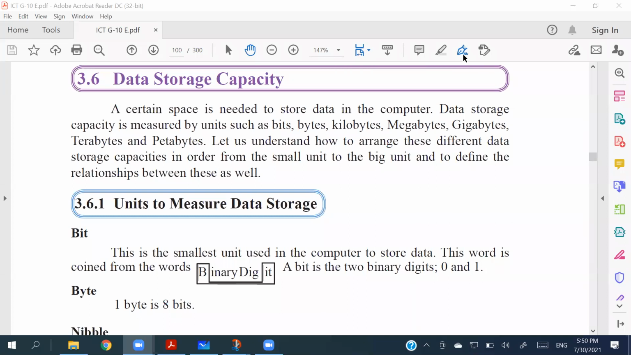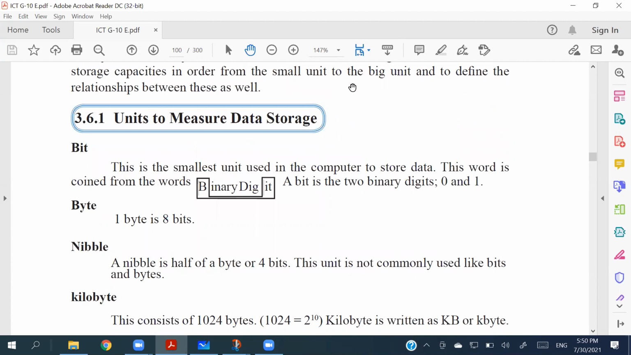In data storage capacity, we are discussing two major types of unit, the bit and the byte, which we use frequently when addressing the capacities of a computer. And the bit is known as the smallest unit of data.